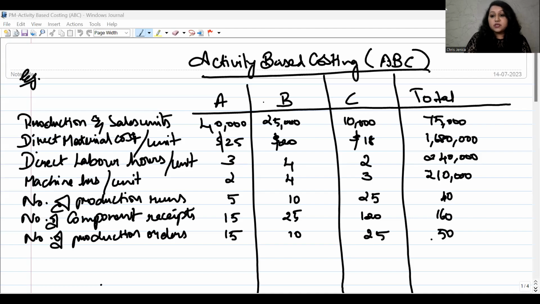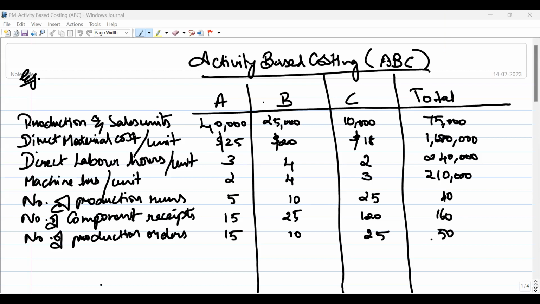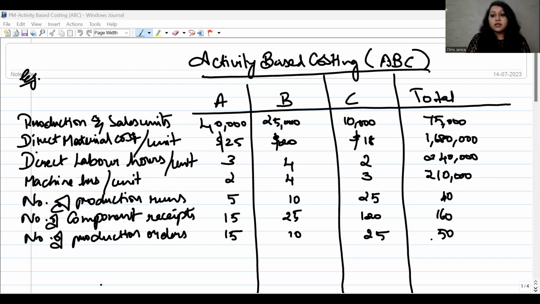Okay. So this is the example I've taken in order to explain. Here I have three products, that is A, B, and C. Three different products are being produced, and I also have a total column for this. First I'll tell you how we are going to do this as per absorption costing, and then I'll explain the difference between absorption costing and activity based costing. Under both methods, we will absorb our overheads and find out the total cost of each product. Then it will be better to understand the differences.